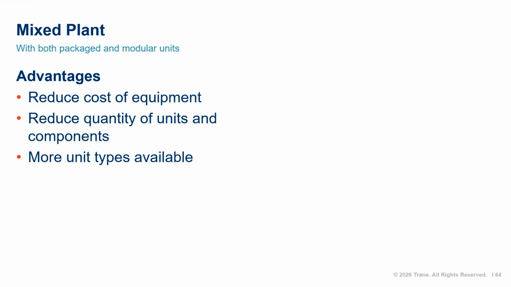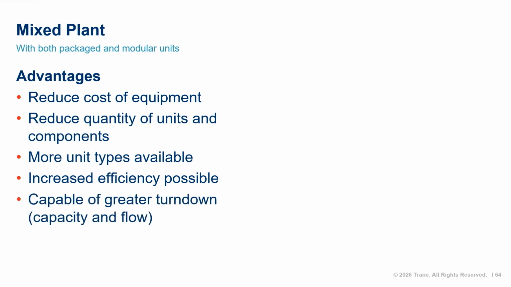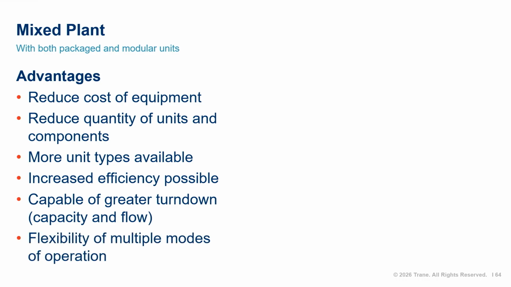And unit sizes range from a few hundred tons to several thousand. With more units to choose from comes more efficiency options and unit optimization. A benefit of having a modular unit in this system is its ability to turn down lower than the packaged units, in terms of both capacity and flow. And of course, the flexibility in multiple modes of operation of the multi-pipe unit is beneficial.